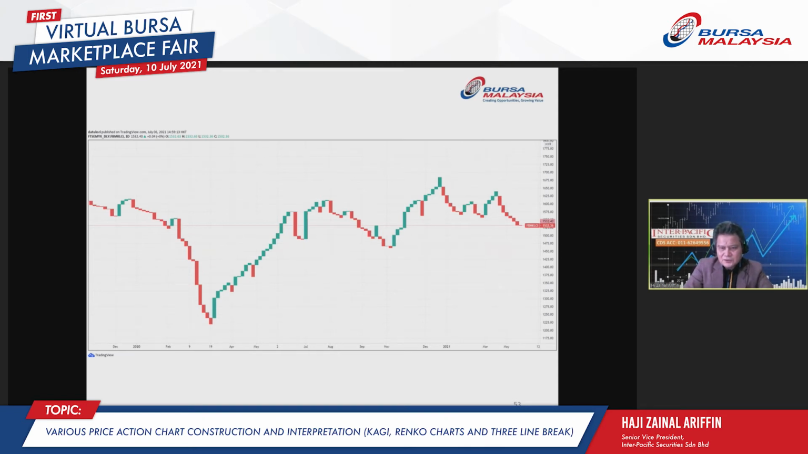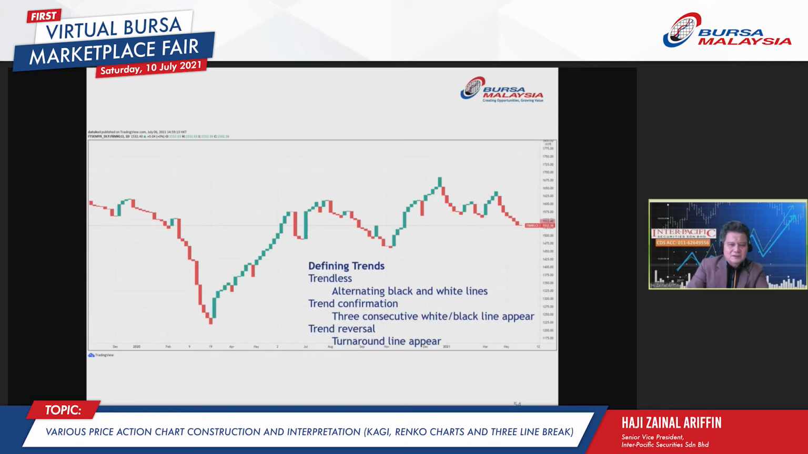Okay, so in three line break, one is the trend. When there is an alternation of red and green, or black and white, that is what we call trendless. In a trendless session, it's very difficult for us to make money because we can't determine whether price is going up or down. But if the price is trending, it's much easier for us to buy and sell stock and make money.